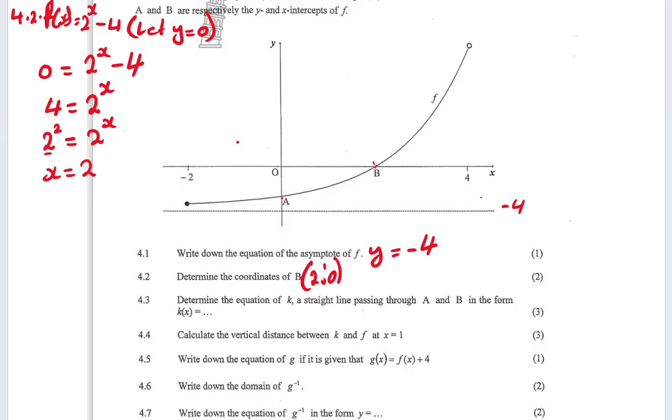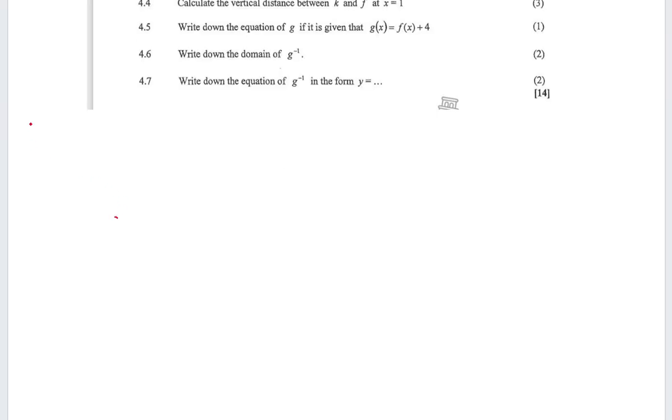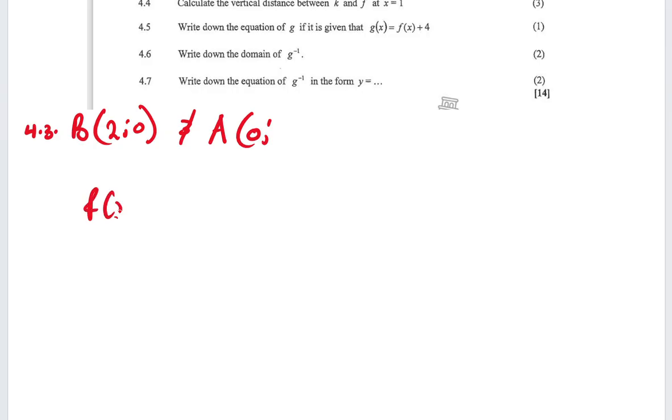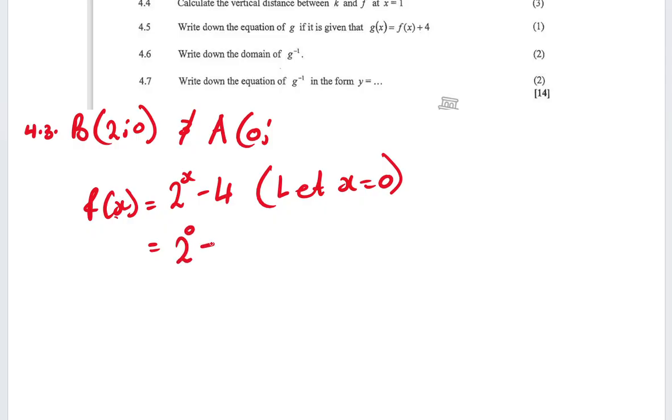4.3. We have the first point, which is b, (2; 0), and then there is a. A is a y-intercept, so our x is going to be 0, and we don't know what our y is. Let's first calculate the value of y. When f of x is equal to 2 to the power x minus 4, we let x equal 0. Where there is x, we put 0: 2 to the power 0 minus 4. Just punch it in the calculator.